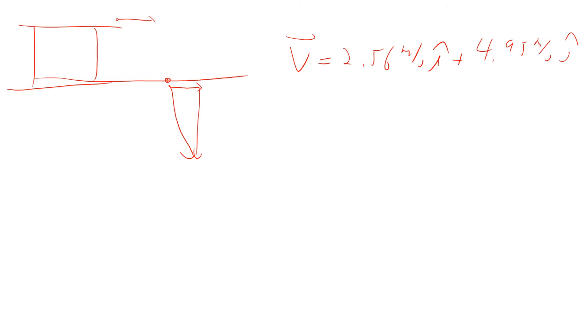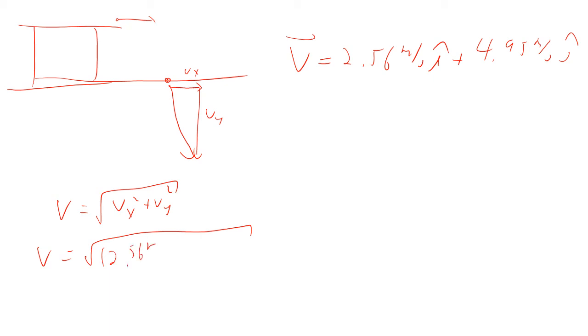So that means it's got an x and a y component to it. Okay, so this is Vx, that's Vy right here. So the total velocity is going to be the square root of Vx squared plus Vy squared. So Pythagorean theorem. And so if I do that, that's going to be the square root of 2.56 meters per second squared, plus 4.95 meters per second squared.